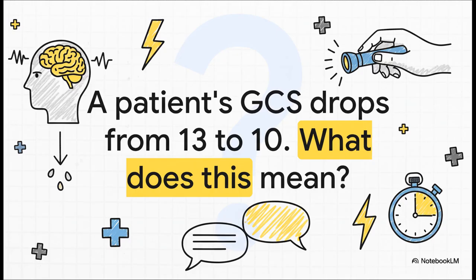So I'll leave you with this. Your patient's GCS drops from a 13 to a 10. That's not just a number changing on a chart. That's a fire alarm going off. It's a critical sign that something is getting worse, and it means the whole team has to act right now. Being the person who spots that change and speaks up, well, that can make all the difference in the world.